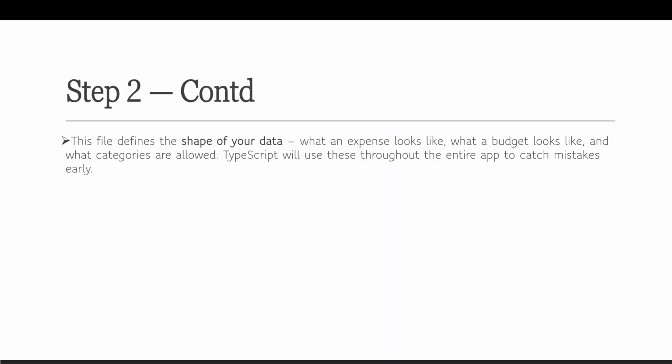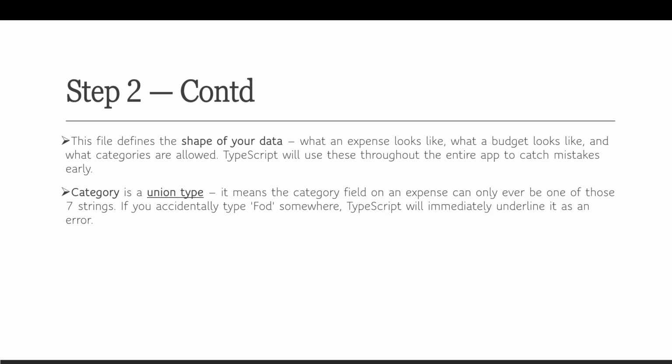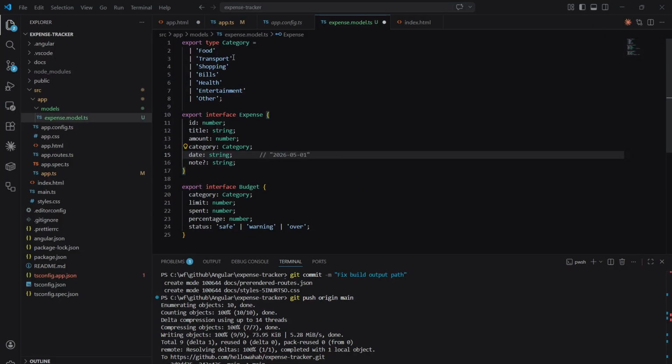As I just mentioned, it defines how the budget is going to look and how these categories are going to look. The reason to create these interfaces is that TypeScript will catch any mistakes if we make any mistake within the code. So TypeScript is allowing us to stay type safe.